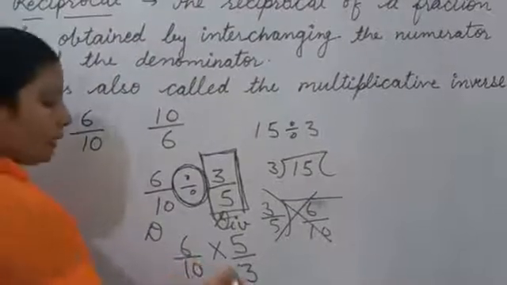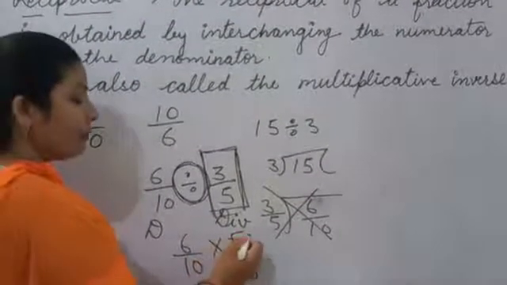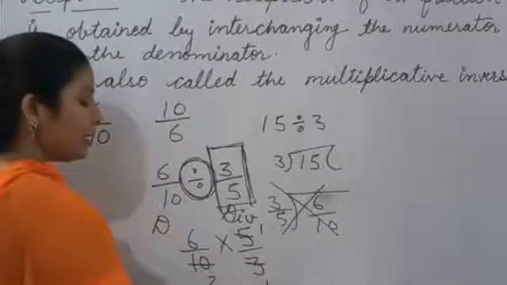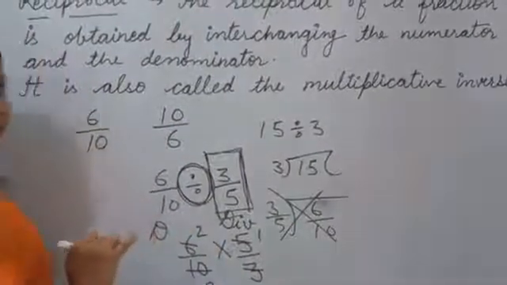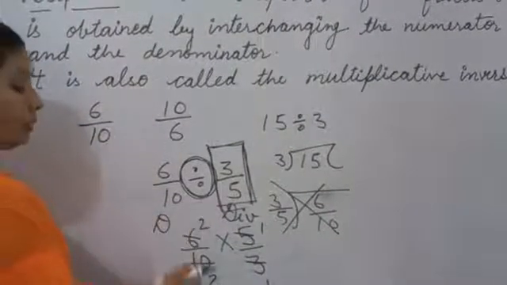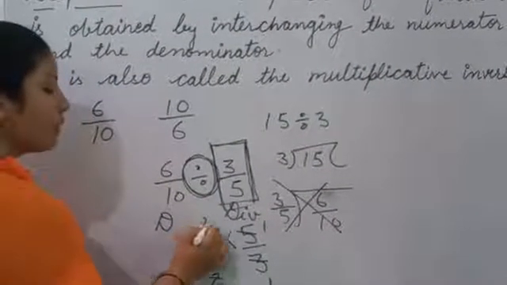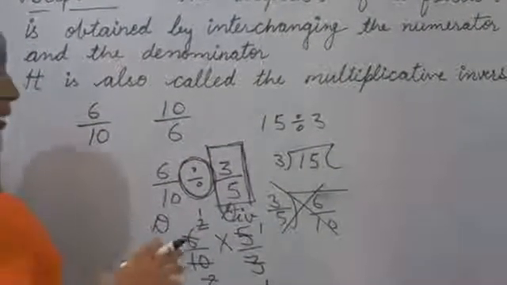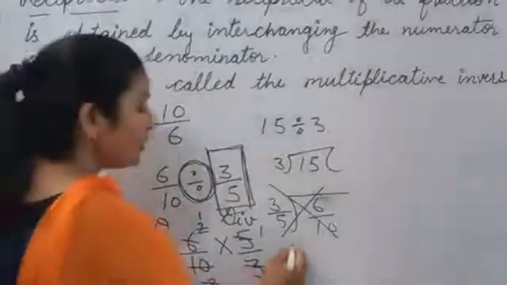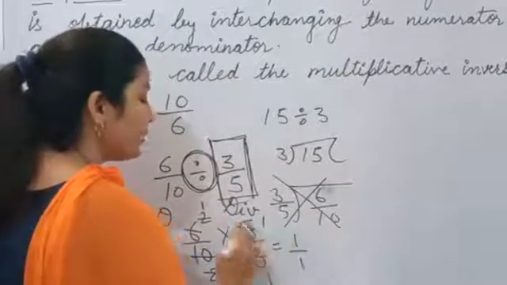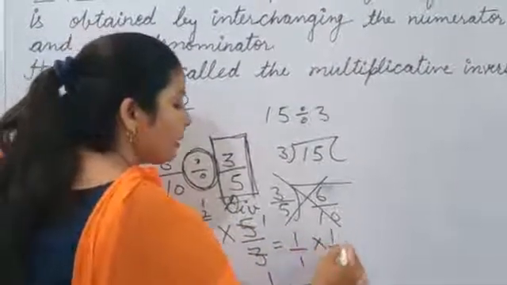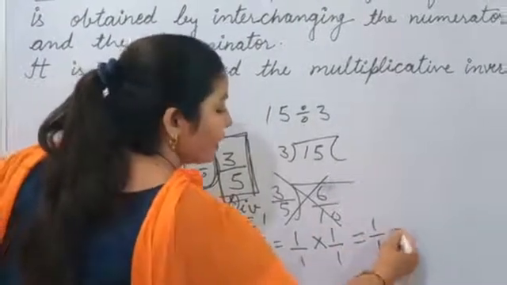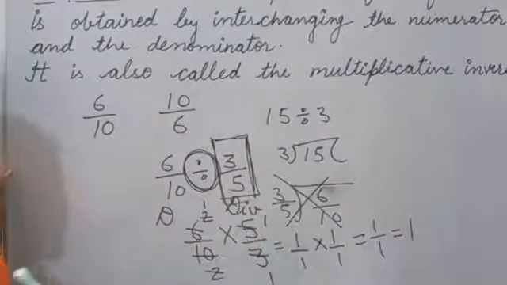As we know, in the 5 table we have 10: 5 ones are 5, 5 twos are 10. In the 3 table we have 6: 3 ones are 3, 3 twos are 6. Okay. Now in the 2 table we have both 2: 2 ones are 2, 2 ones are 2. Because we can cancel any numerator by any denominator. Now from here we have 1 upon 1, and from there also 1 upon 1. Multiply 1 upon 1 by 1 upon 1. 1 ones are 1 and 1 ones are 1. That equals 1. Your answer is 1.